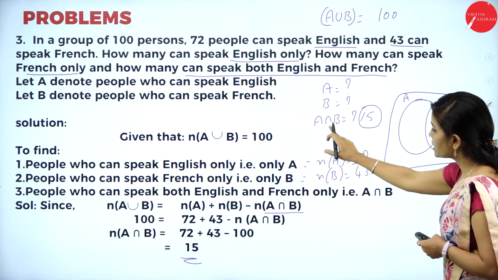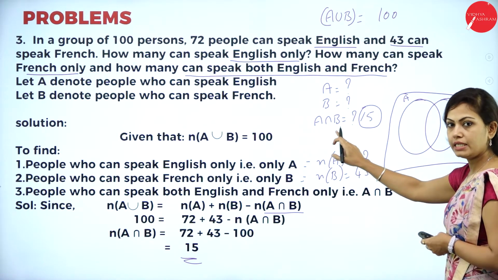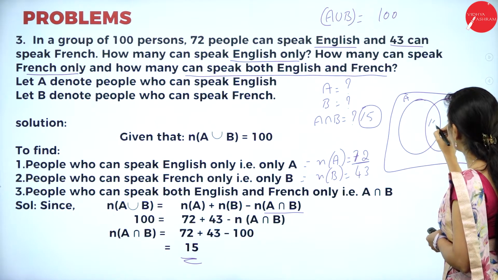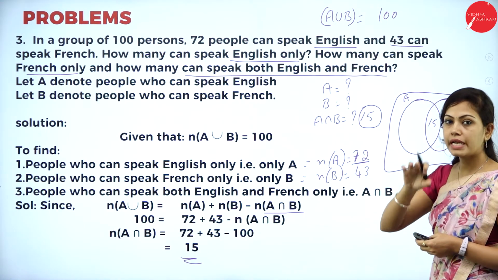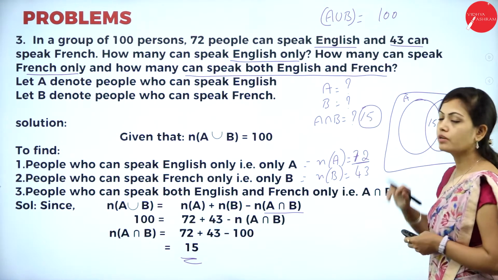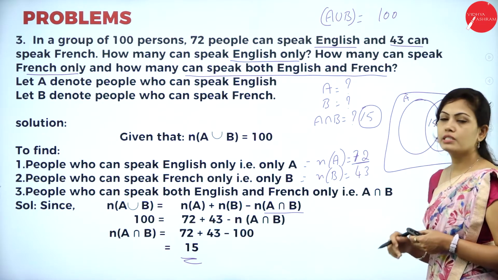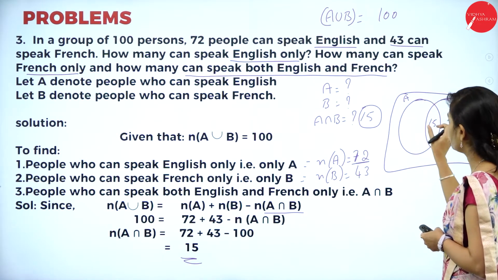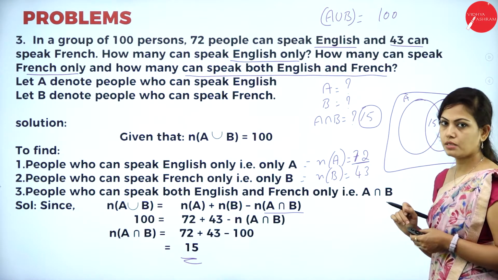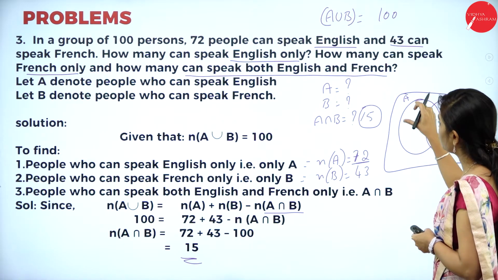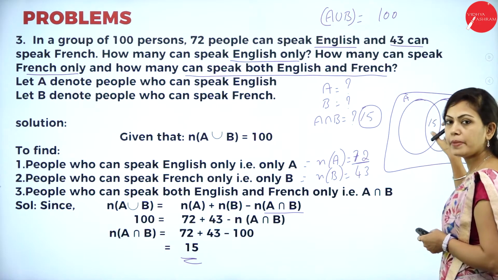So here, what is a intersection b? A intersection b is equal to 15. That is common in both set a and set b. We got 15, we got the answer in the formula. So 15 is a common region. So now you have to find a and b sets.